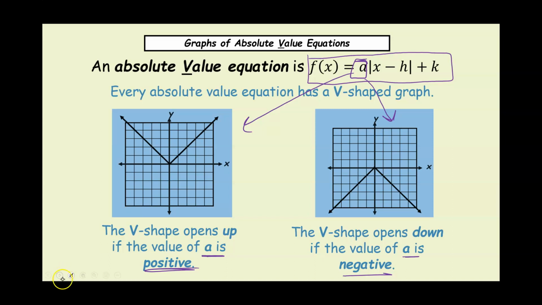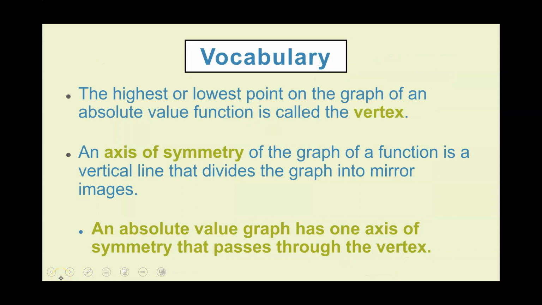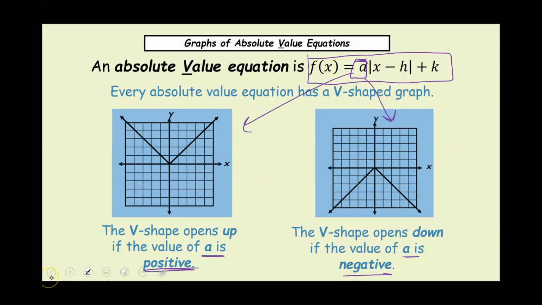Okay? All right, so let's talk about some vocabulary. The highest or lowest point on the graph of an absolute value function is called your vertex. Okay, so if we go back to this slide, if you look right here, let me get a brighter color so we can see that. So if you look right here, this is what we call your vertex. Okay?